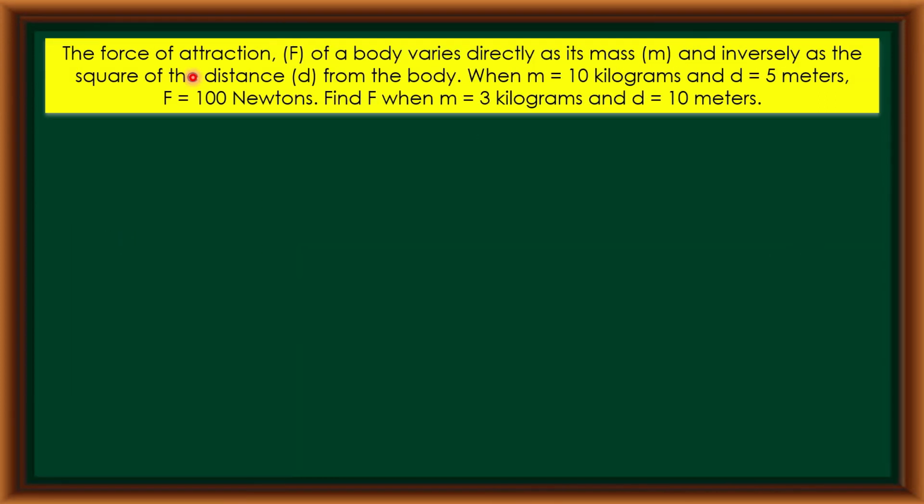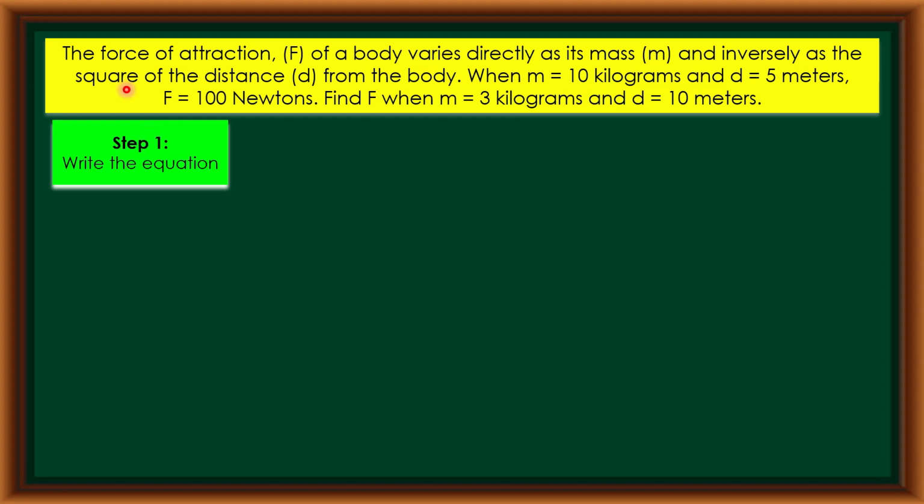The force of attraction F of a body varies directly as its mass and inversely as the square of the distance d from the body. When M is equal to 10 kilograms and d is equal to 5 meters, F is equal to 100 newtons. Find F when M is equal to 3 kilograms and d is equal to 10 meters. So this one is obviously an example of combined variation because of the combination of direct variation and inverse variation. So let us use that knowledge to get the equation of this problem.